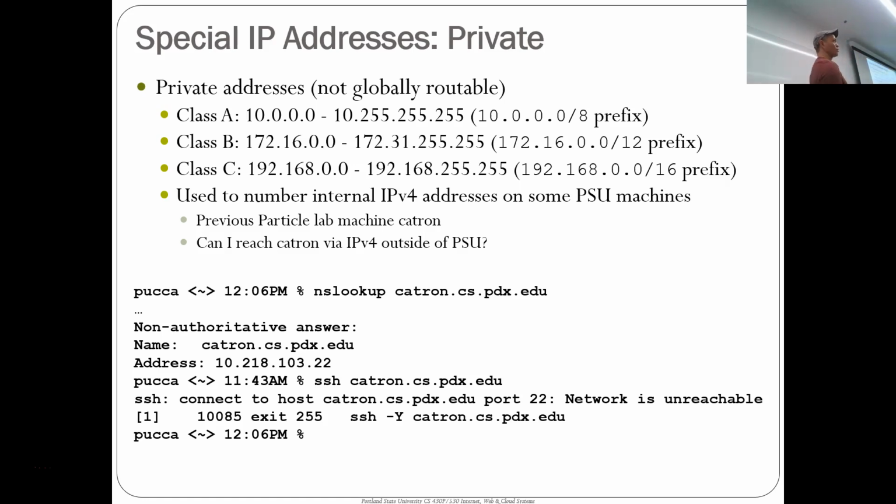You have to tunnel to a machine on campus that has the routes for the 10 network on it. So as part of Portland State's routing infrastructure, we will actually have a routing infrastructure for the 10 network. And so you just have to tunnel into a machine here that's got that route, and then you can hop over to Catron, which is what I think I'll show next.